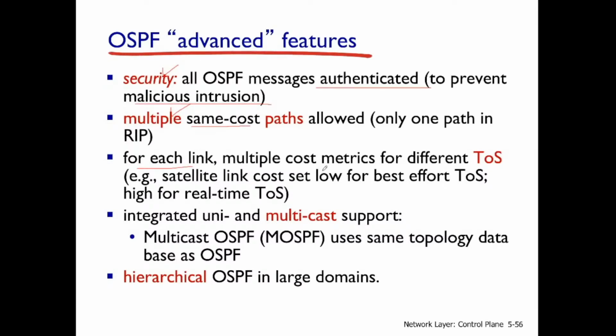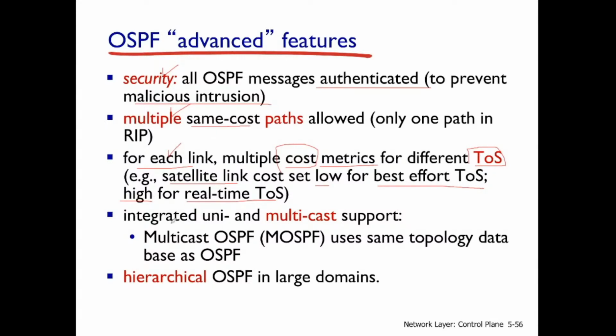For each link, the metric for the link cost can be defined differently for different types of services. For example, if we are trying to serve best-effort traffic, meaning traffic that does not require timely delivery, so the receiver can wait longer, then the cost of a satellite link, whose delay is longer, can be set lower. Because you would then prefer using the satellite link if the data does not require timely delivery. On the other hand, if the data is real time, then set the satellite link cost high. Therefore, we avoid choosing the satellite link along the path to deliver the real-time data.